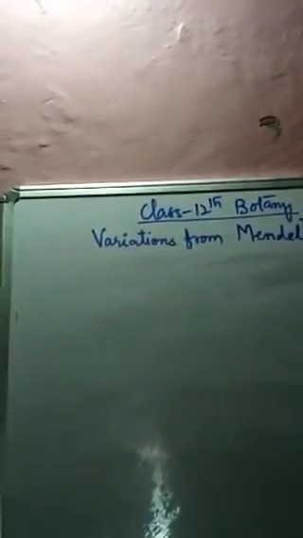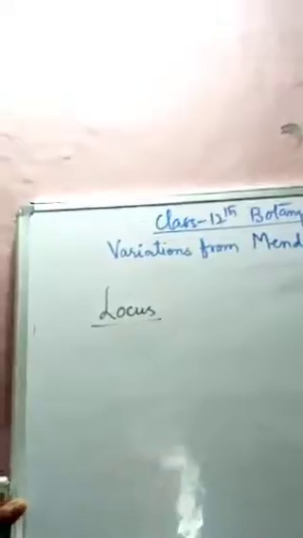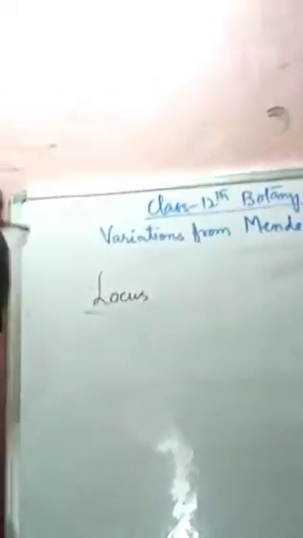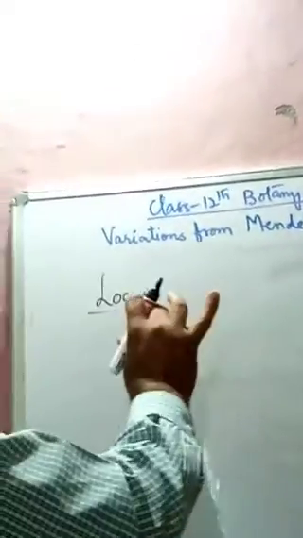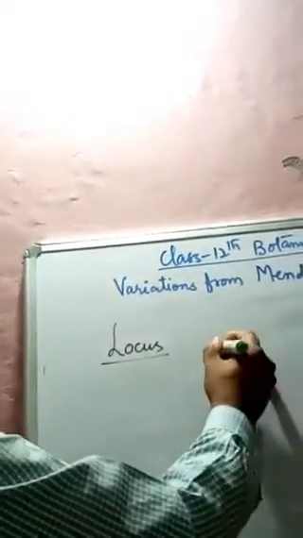Hello students, good morning. In continuation to the last topic, we were discussing Mendel's principles, but Mendel's principles are not always true, and there are some variations on them. Before going into this, what are those variations? Let us discuss the term locus. Locus is simply the position of a gene on the chromosome.